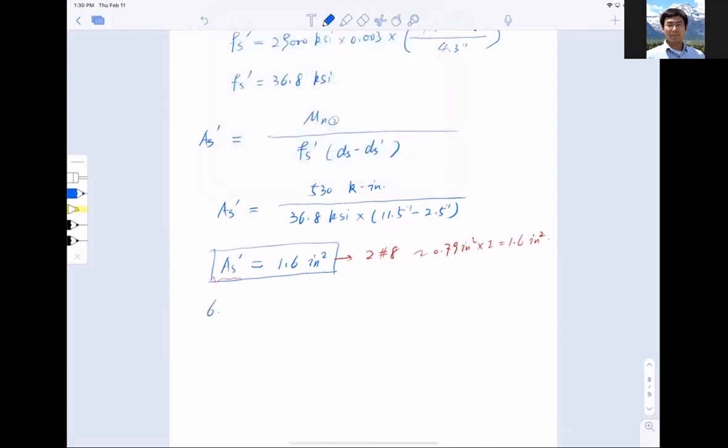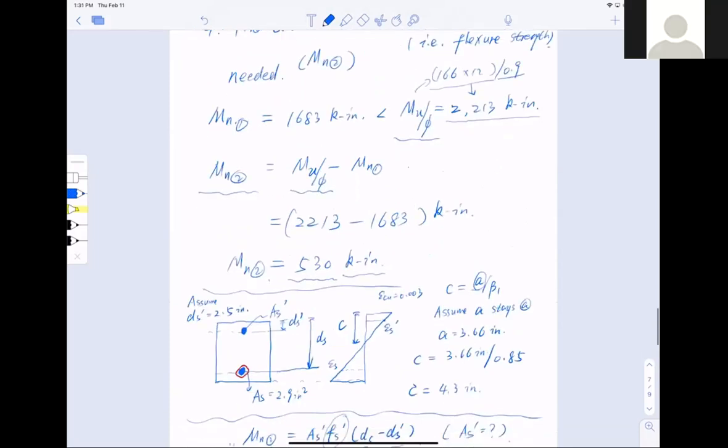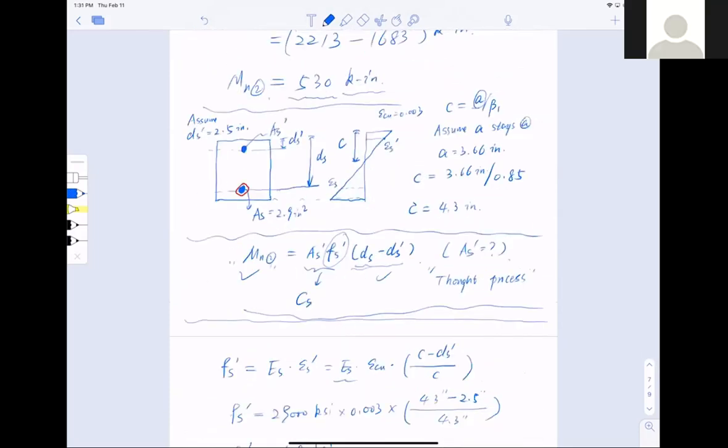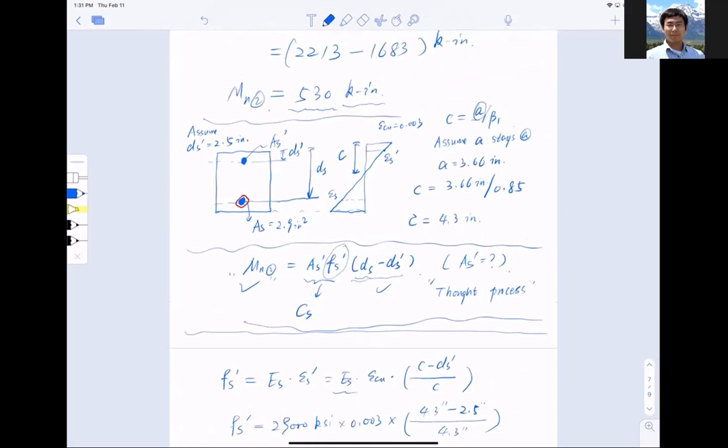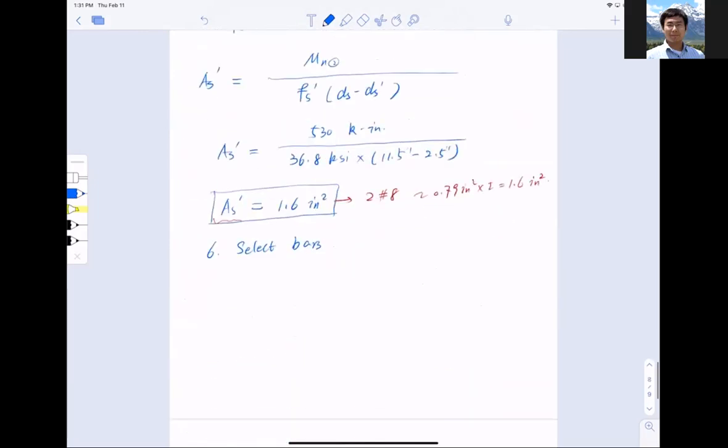Okay, so next step is select the bars. Okay, select the bar. So did I miss a step? I believe I missed a step. So yeah, find additional moment, right? So sorry about that. Let me add it here, okay? So you don't have to worry about it in your write-up. If you write on the paper, just add it here. So this is number 5, find As prime. Okay, sorry about that. So once we got As prime, we can select the bars.